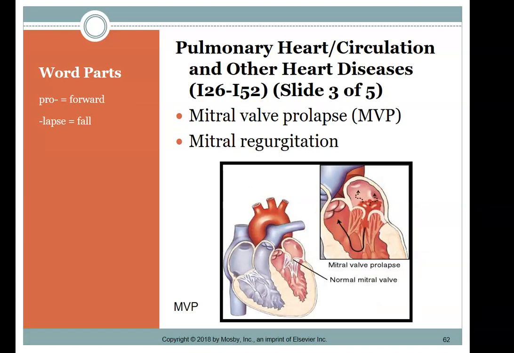Mitral valve prolapse is the protrusion of one or both cusps of the mitral valve back into the left atrium during ventricular systole. Then you've got your mitral regurgitation. Mitral regurgitation is the backflow of blood from the left ventricle into the left atrium in systole across a diseased valve. It also may be the result of congenital valve abnormalities, rheumatic fever, or mitral valve prolapse. And on this one, your word part will be pro equals forward and lapse equals fall.